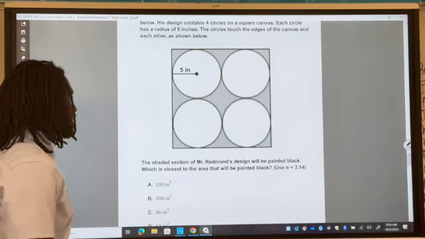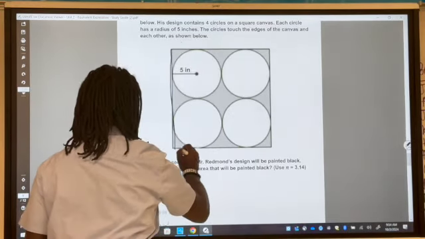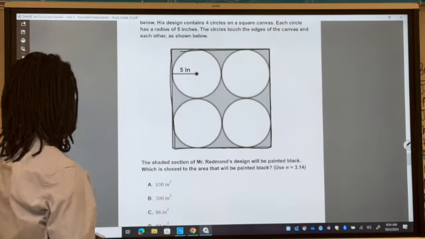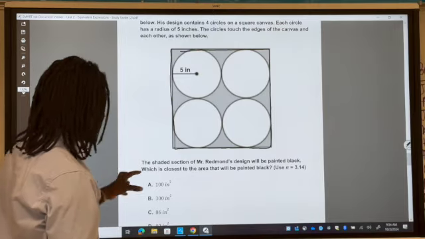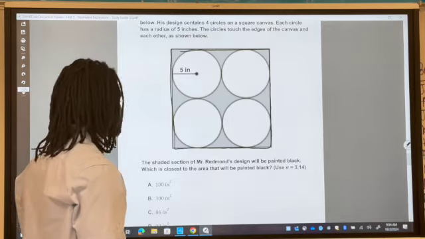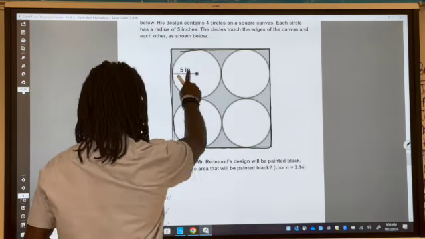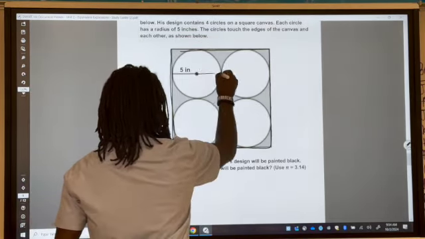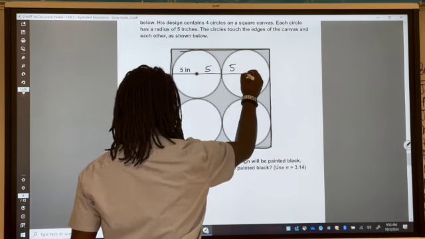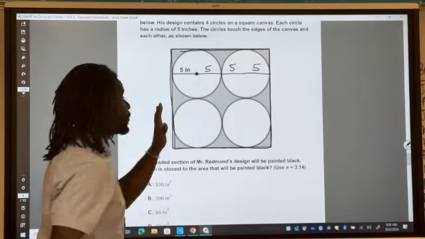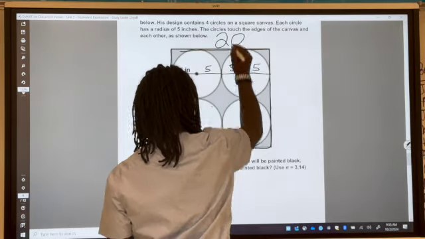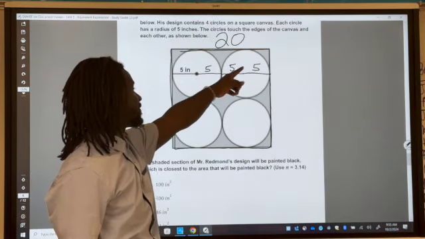So to do this, I got to start by finding the area of this whole thing, okay? All right, so I got to find the area of the whole square, and then I got to find the area of each circle and then subtract it, okay? So now I know that the radius of the circle is 5, so that means that radius would also be 5. And then another radius would be 5, and then another radius would be 5. So that tells me then the length of this is 20. Okay, so 5 plus 5 plus 5 plus 5.